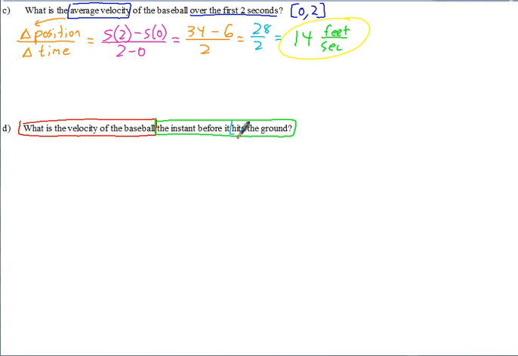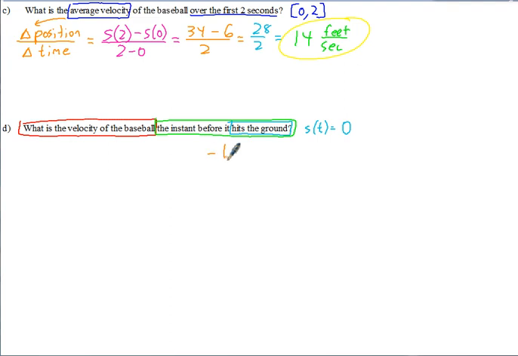So whenever you see that phrase, when something's on the ground, in this case it hits the ground, it tells you something about the position. It tells you the position above the ground is 0. So we set S of t equal to 0. So let's go ahead and get our position function.